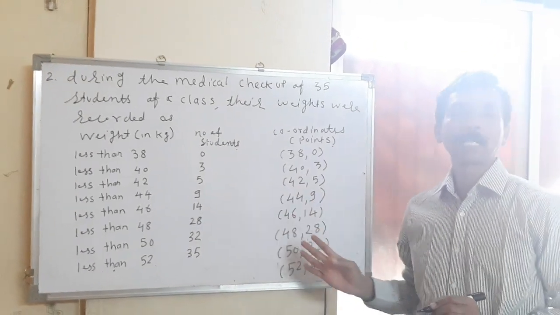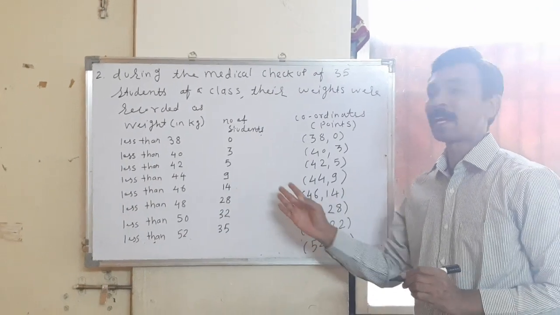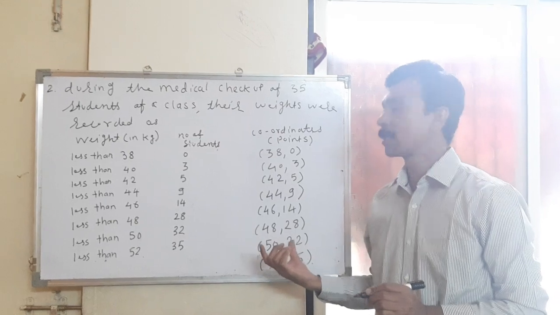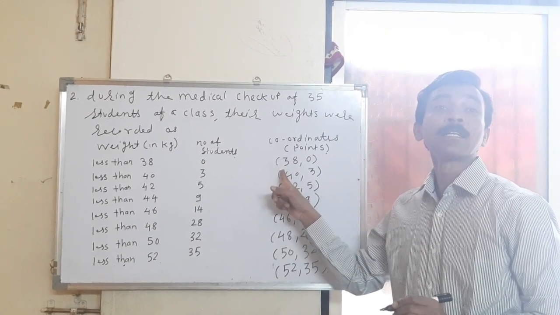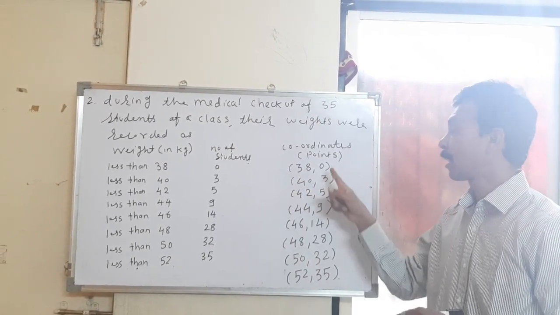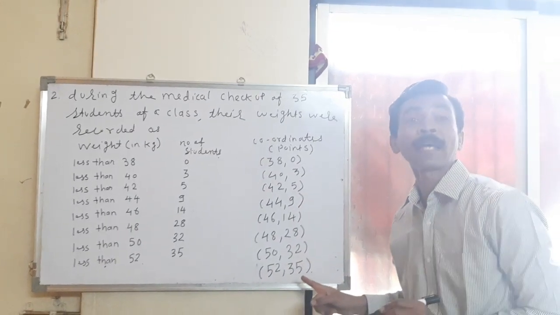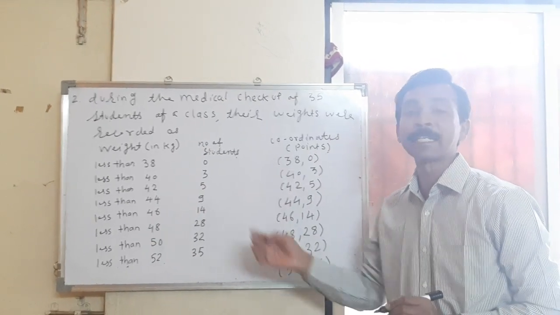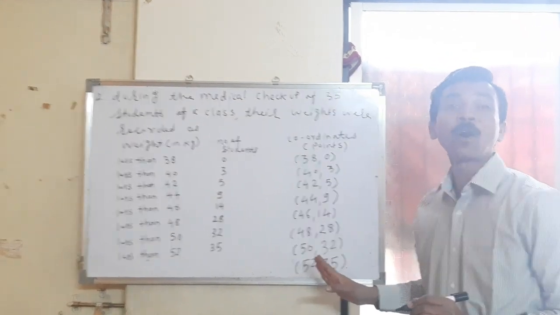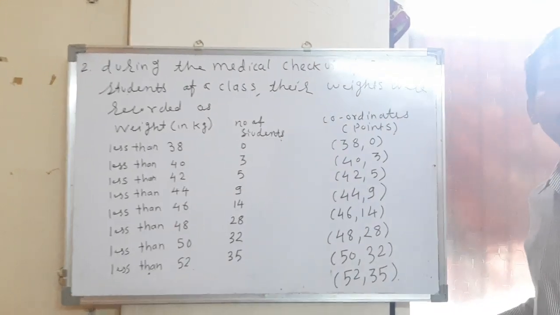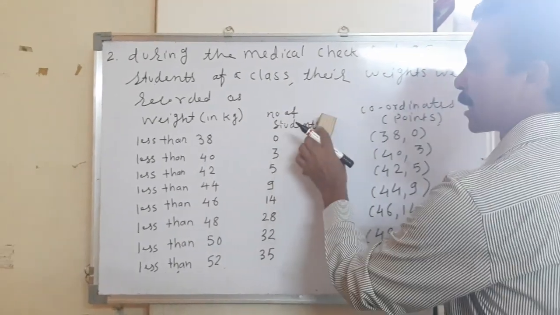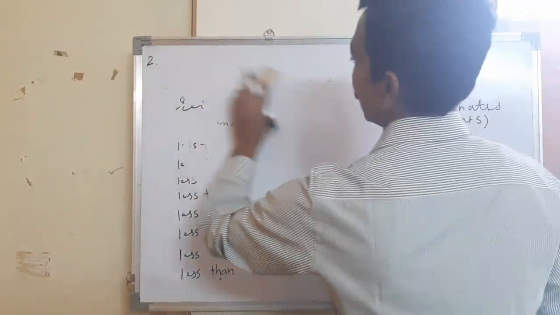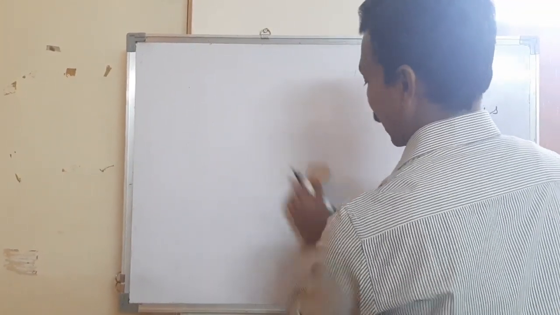Again, the last part, what we have to do is plot these points on the graph paper by taking the upper limit on the x-axis and the cumulative frequencies on the y-axis by choosing an appropriate scale. So we will see how to plot these points on the graph and we will obtain the ogive. I'll rub this and then I'll stick the graph here.